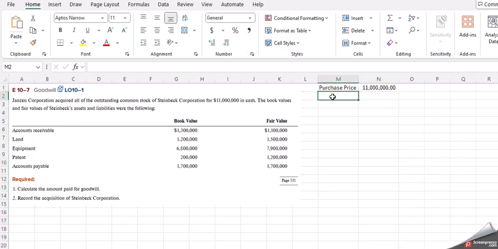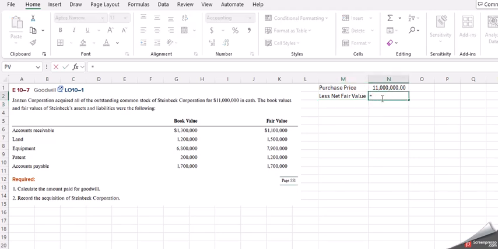And then if we subtract out our net book value, or sorry, our net fair value, and we're going to value everything at the fair value, not the book value. So then if I add the accounts receivable, the land, the equipment, the patent, did I put in enough zeros? Let me try that again.